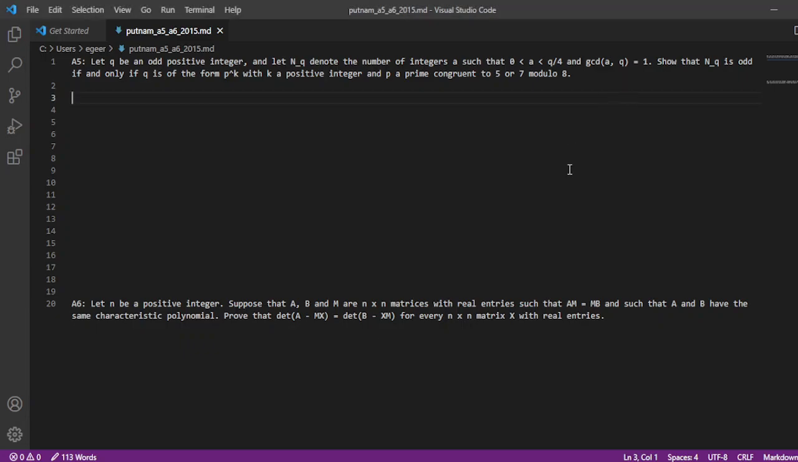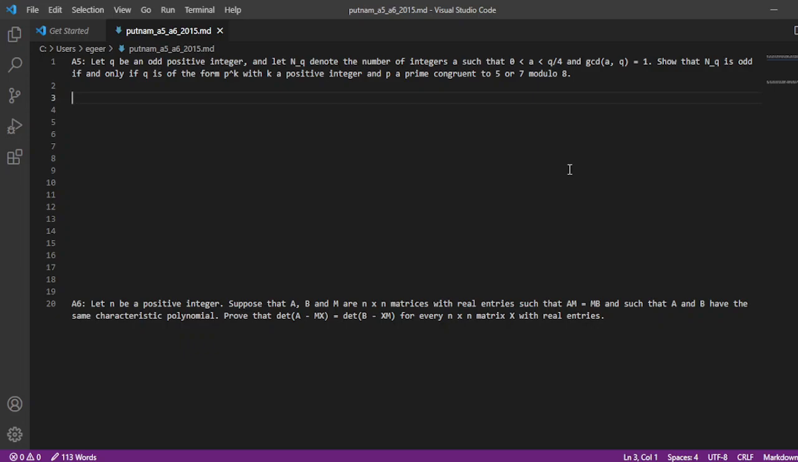Okay, I'm back with another problem-solving session. Again, I have two problems, and last time I had two problems that didn't go very well. These are A5 and A6 from the 2015 Putnam exam, and I'll see how it goes. If it takes too long, I might only do one problem. If I can do the first problem easily, then I'll move on to the second one.